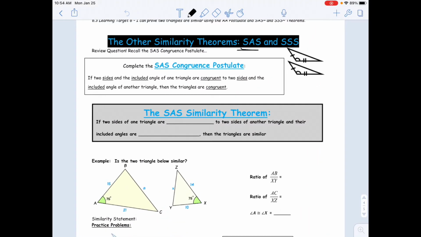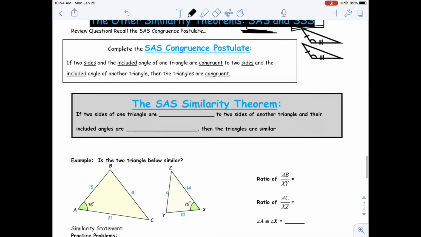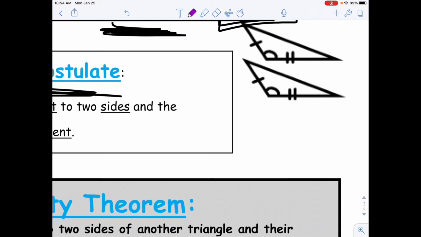Alright students, so there's other similarity theorems. There's side, angle, side, which we'll talk about today, and then side, side, side, which stay tuned for tomorrow. But recall, we have the side, angle, side congruence postulate. We talked about this back in Unit 4. If two sides and the included angle of one triangle are congruent to two sides and the included angle of another triangle, then the triangles are congruent.